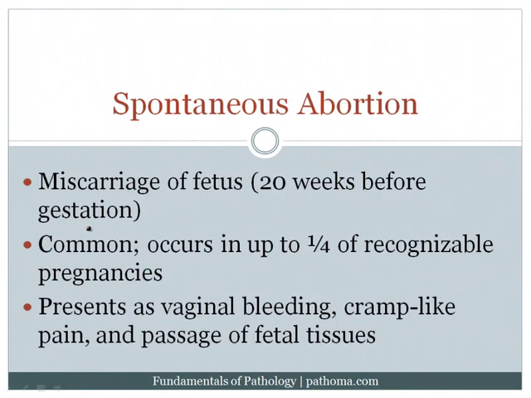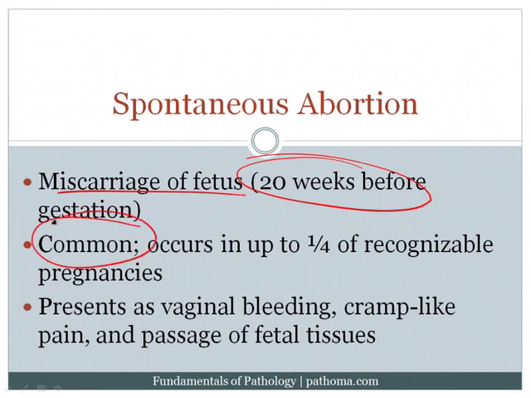Another possible disorder of gestation is called a spontaneous abortion. This is where there's a miscarriage of the fetus, usually 20 weeks before gestation. So at 20 weeks or before, and so that would be a spontaneous abortion. Now, what we should recognize is that this is relatively common, so that's one point. And another point is that it is recognizable in up to 1/4 of pregnancies. So that's how common it actually is. How will the patients present? They have vaginal bleeding with cramp-like pain, and they pass fetal tissues. So that's the classic presentation of a spontaneous abortion.